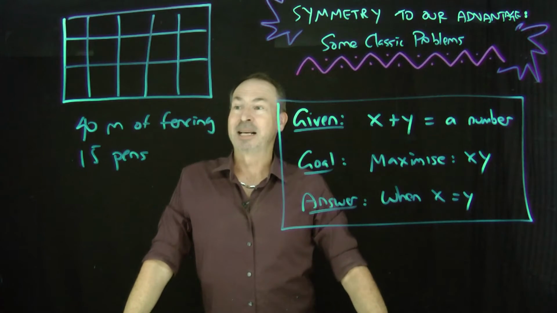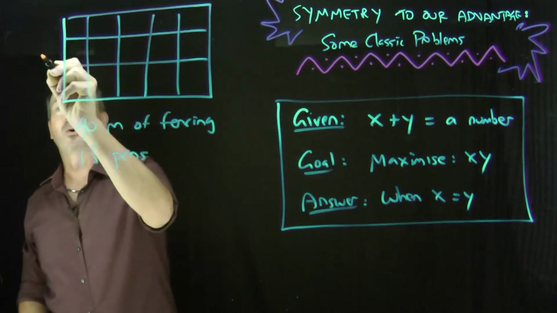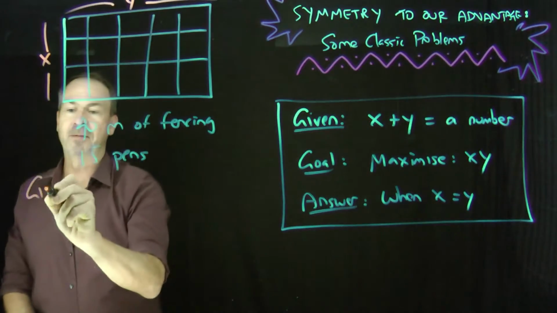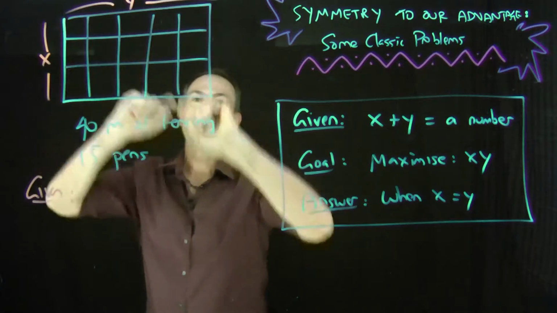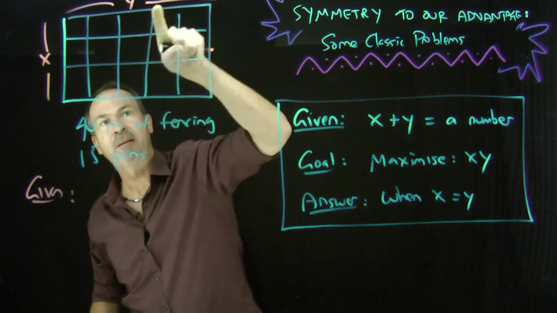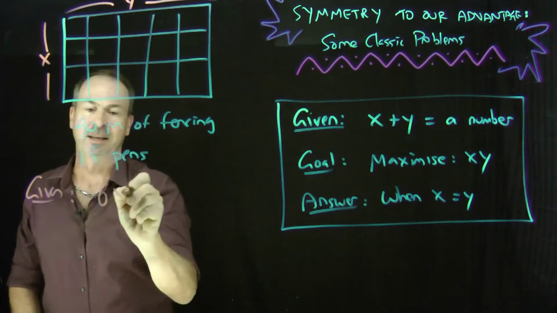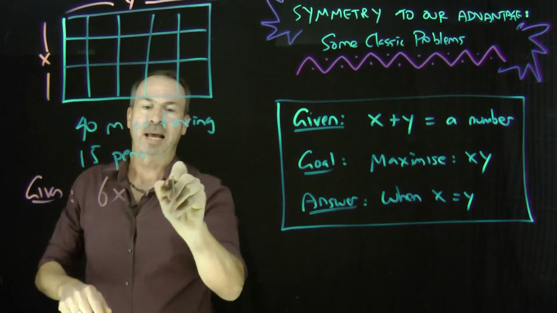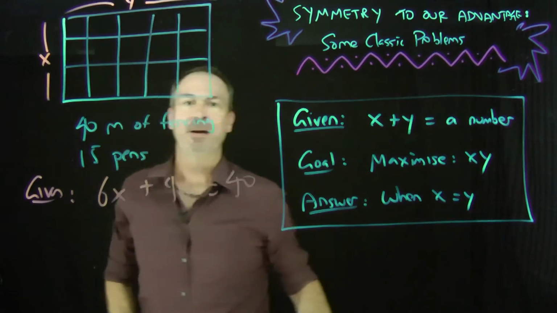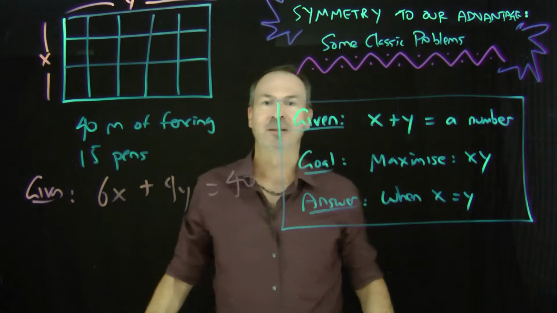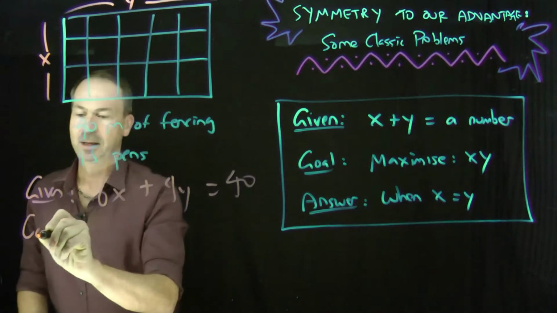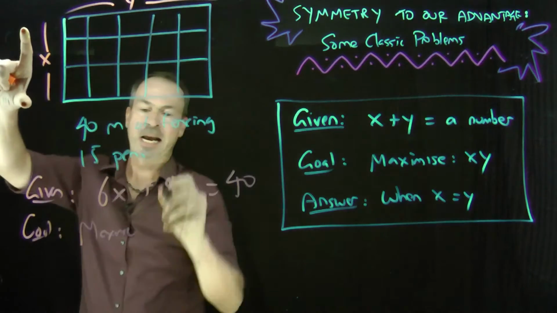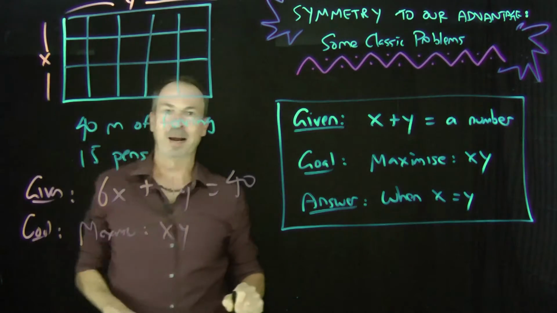All right, so let's see. Let's give two unknowns. Let's call that dimension there x and this dimension here y. What are we given? 40 meters of fencing making all of that. So I've got 1, 2, 3, 4, 5, 6 lengths of x, plus 1, 2, 3, 4 lengths of y is all my 40 meters of fencing. 6x plus 4y is 40. What's our goal? Our goal is to maximize the total area, which is x times y.